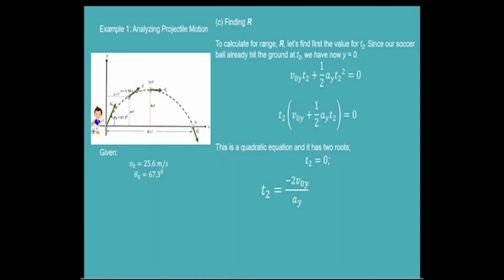And the second root is calculated using this formula: negative 2 times v0y all over ay. Now, using this formula, let's substitute the values, where 2 is multiplied by 23.62 meters per second, but don't forget that there is a negative sign here, all over negative 9.8 meters per second squared. Performing all the necessary operations, multiply, then divide, the second root for time is equal to 4.820 seconds.